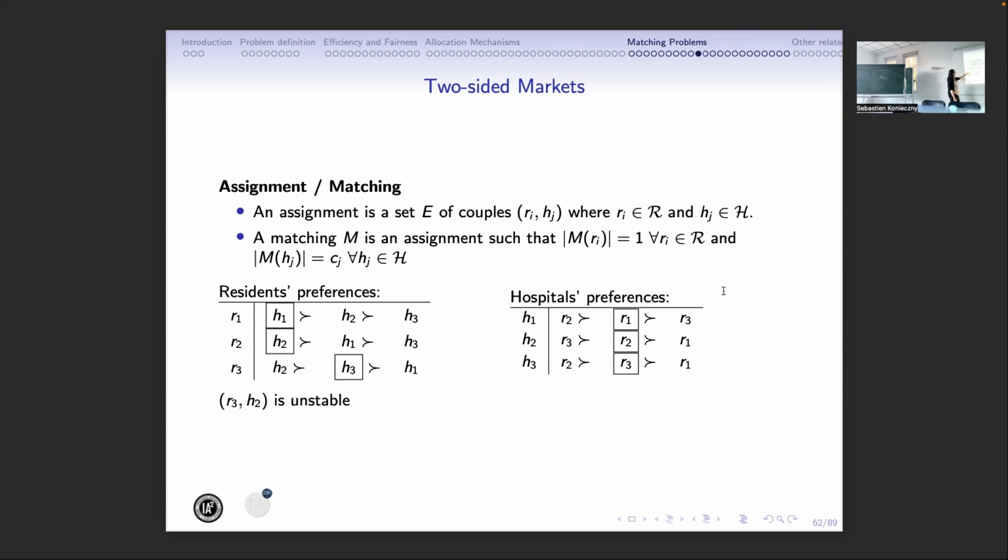It's not stable because R3 prefers to be with H2 than with H3, and H2 prefers to be with R3 than R2. So in this case, my matching is not stable. There is an unstable pair. R3 and H2 will want to quit their hospital and resident to be together.